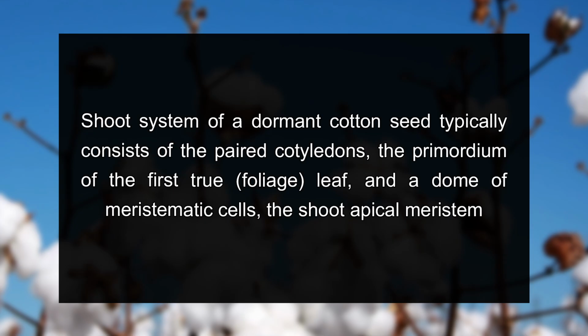The shoot system of a dormant cotton seed typically consists of the paired cotyledons, the primordium of the first true or foliage leaf, and the dome of meristematic cells, the shoot apical meristem. Cotton shoot apical meristems are quite typical when compared to other dicotyledonous plants. The portion of the axis above the cotyledons, the epicotyl, is extremely reduced and it comprises a single shortened internode and one node.